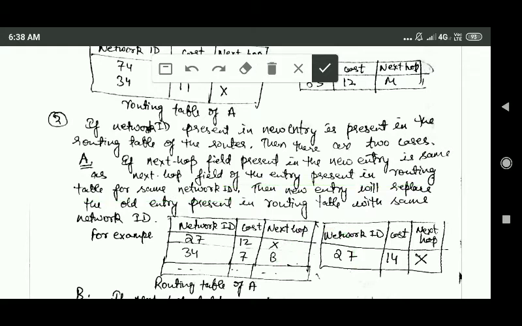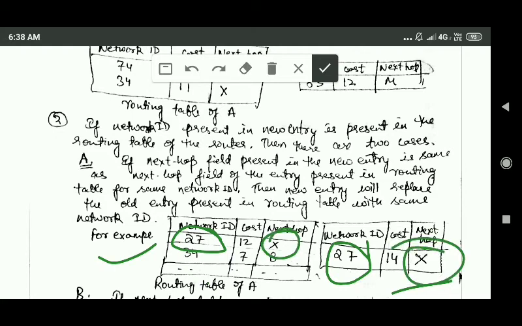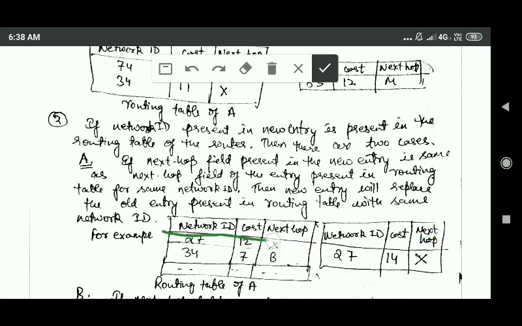As you can see here in this example, this is the newly formed entry and this is the routing table. In this case, the network ID is 27. You see in this entry also the network ID is 27. Then we will compare the next hop field. The next hop field is also the same. Since the next hop field is also the same, we will remove this entry from the routing table, and in place of this entry we will keep this new entry in the routing table.